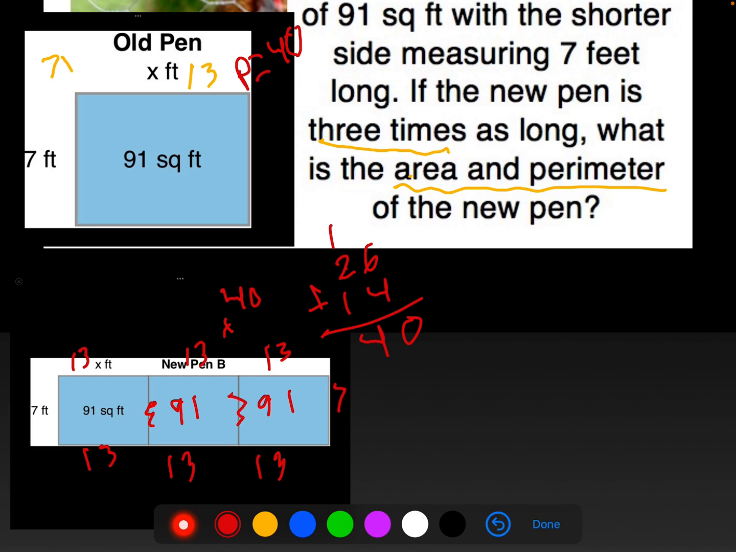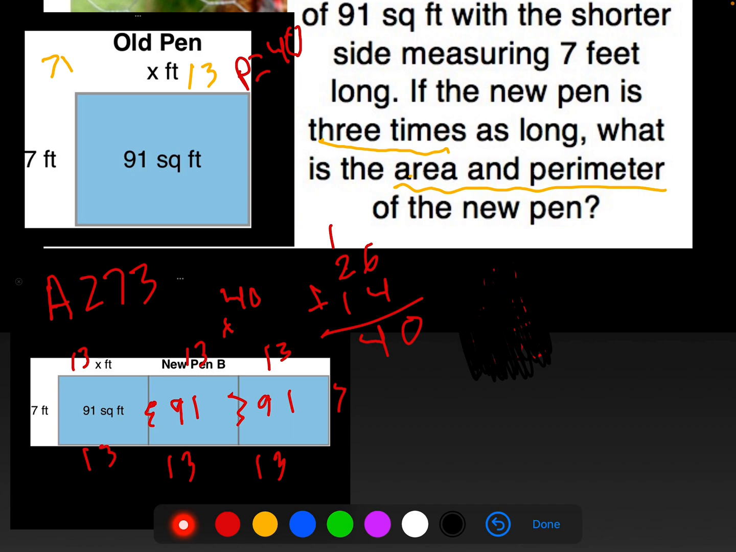All right, let's do the area first. We have 91 times 3, because there's 3 of them. 3 times 1 is 3. 3 times 9 is 27. So that tells me that my area for this whole thing is 273. Now we've got to go back and solve what our perimeter is around the whole thing.